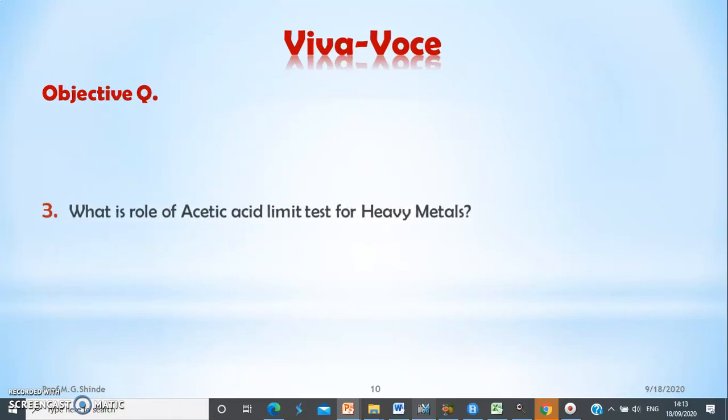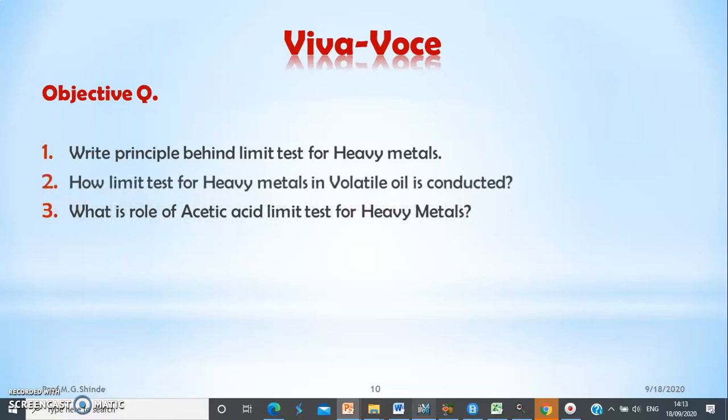Now we will see the different questions. First of all, objective questions. The first question is: what is the principle behind the limit test for heavy metals? As already discussed, heavy metals are allowed to react with the saturated solution of hydrogen sulfide, which produces metal sulfides that give a black color or precipitate to the solution.